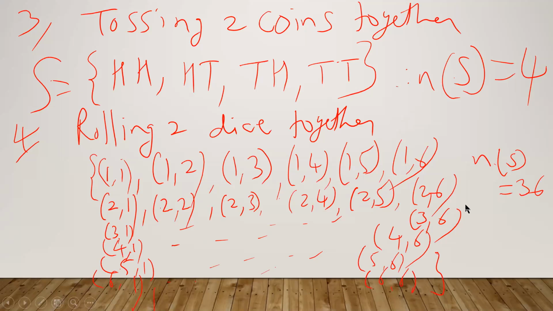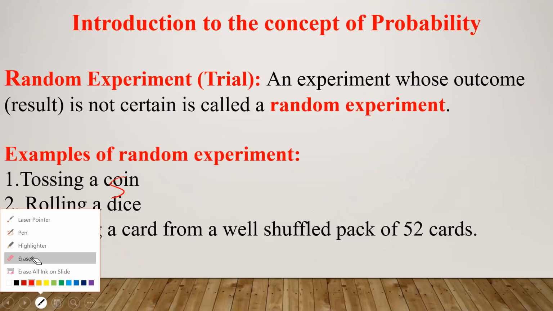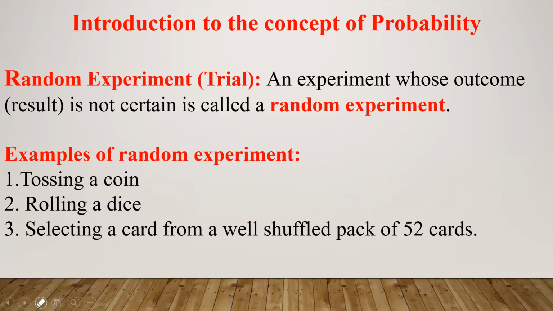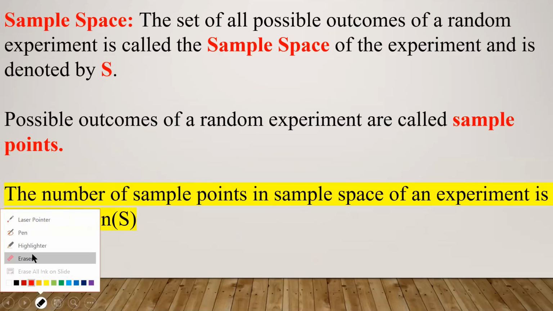So this is what I have tried to show you here. See, sample space is the set of all possible outcomes of a random experiment, and it is denoted by capital S. The outcomes are called sample points, and the number of sample points is denoted by n of S.